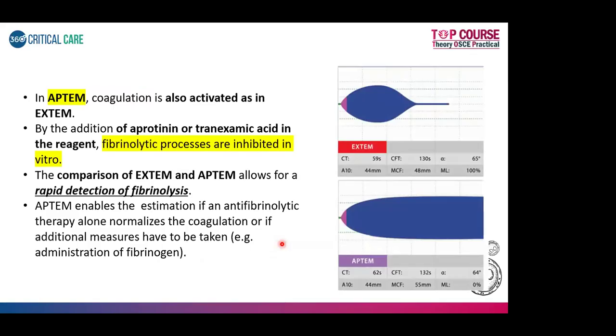The last thing is hyperfibrinolysis. There you look into APTEM. If you're with me till now, what you have to do is look into the EXTEM first and then APTEM. In EXTEM, first there will be a formation of clot, and after the formation of clot, you see hyperfibrinolysis. In APTEM, they add tranexamic acid or something called aprotinin. It is going to inhibit the fibrinolysis, and it will cause normalization of clot function.